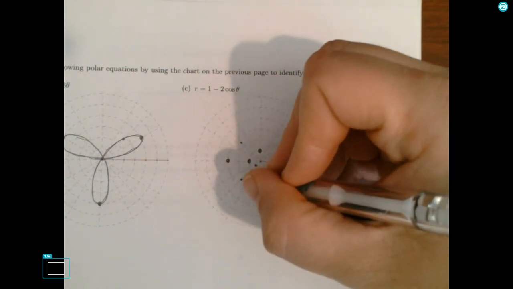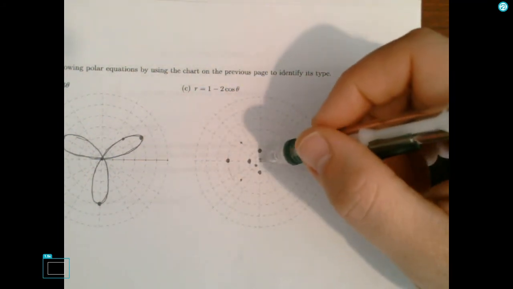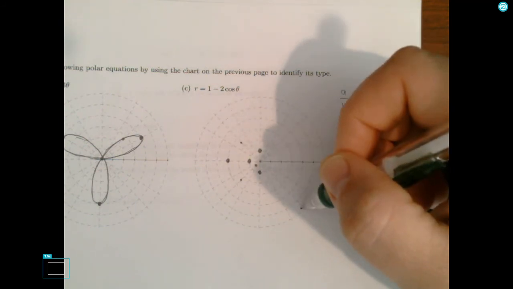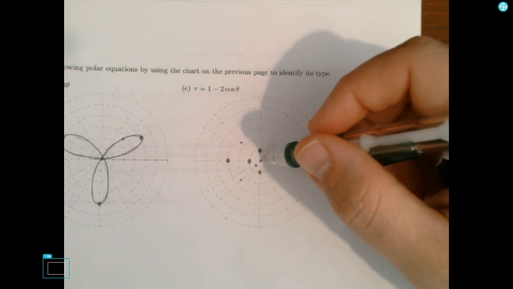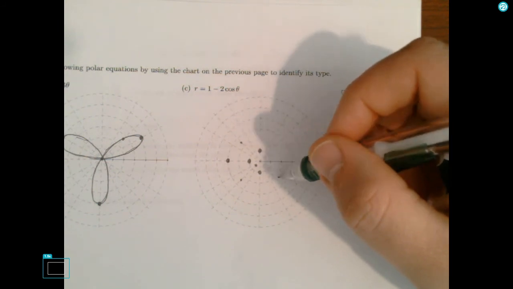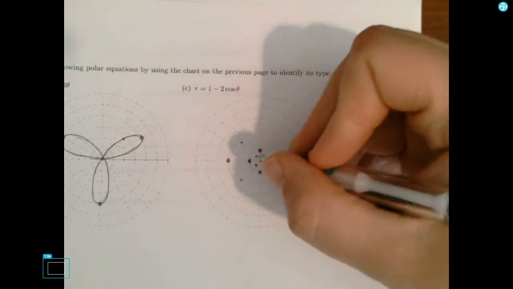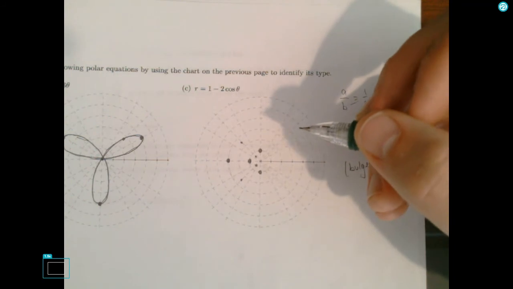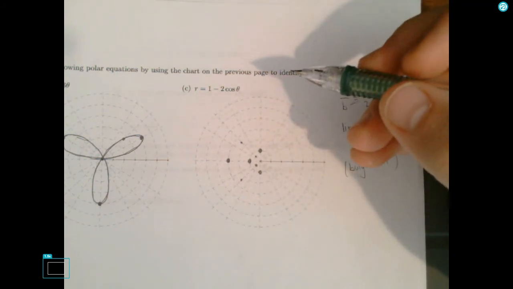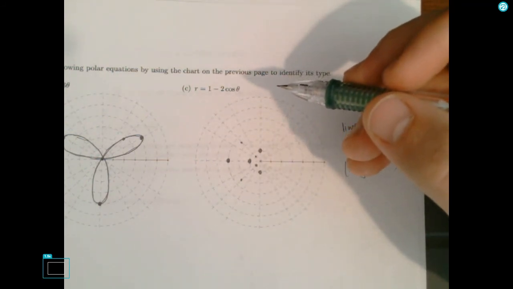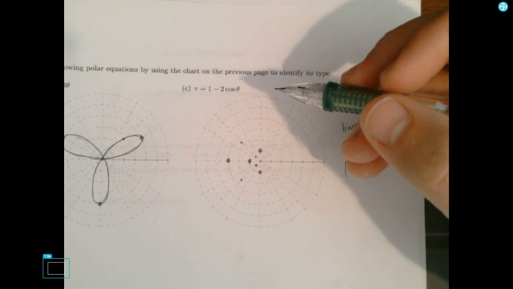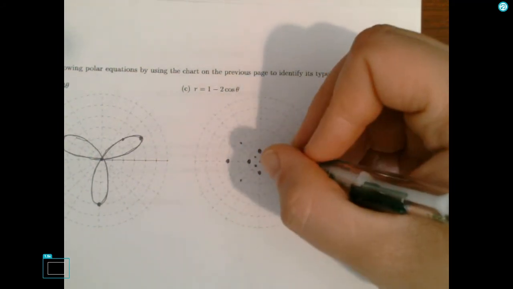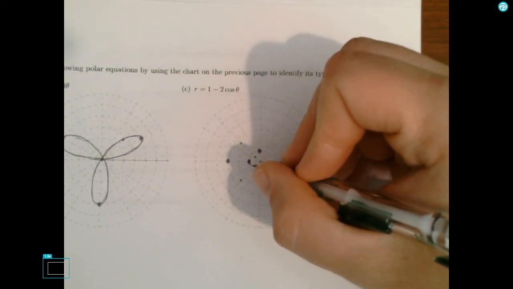And, well, let's see, by the time you get to 7 pi over 4, you're going to get a negative, so you're going to get that same kind of symmetry. But there must be a point at which you get... Gosh, it's got to cross over. Well, anyway, you end up with something like this.